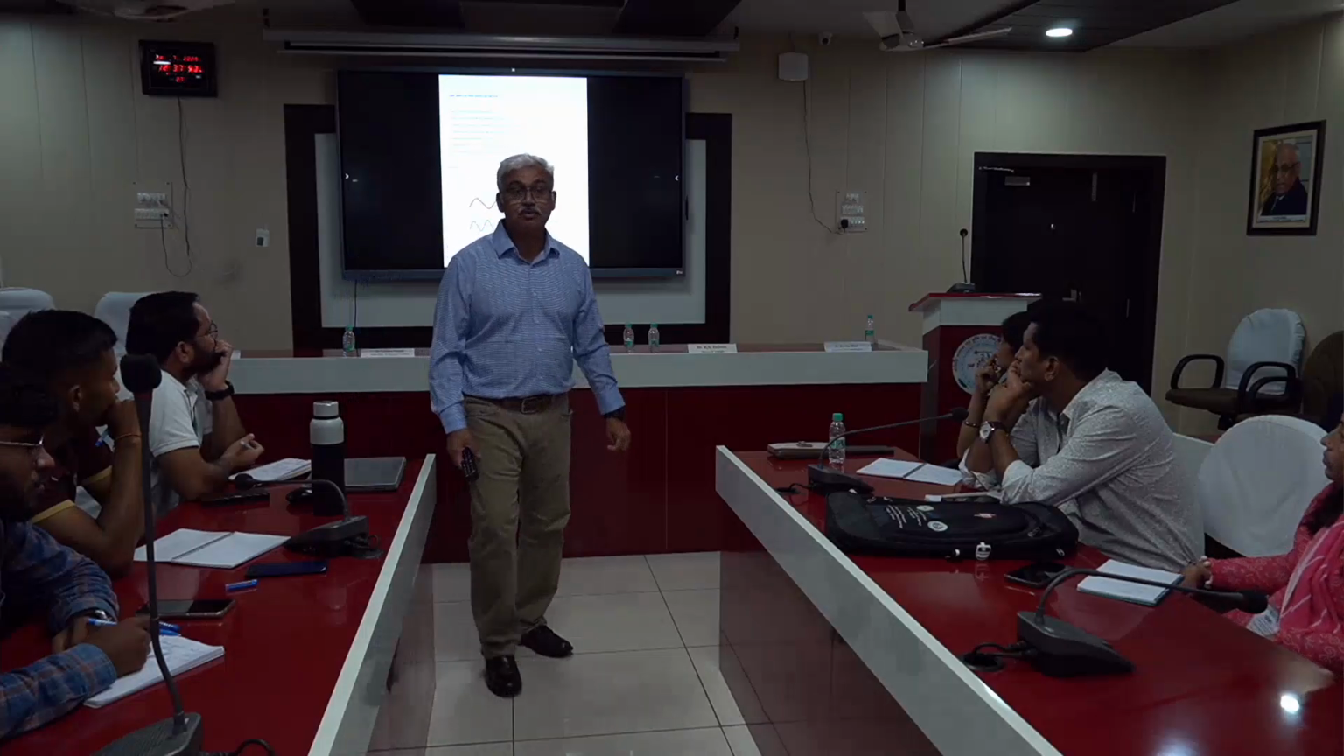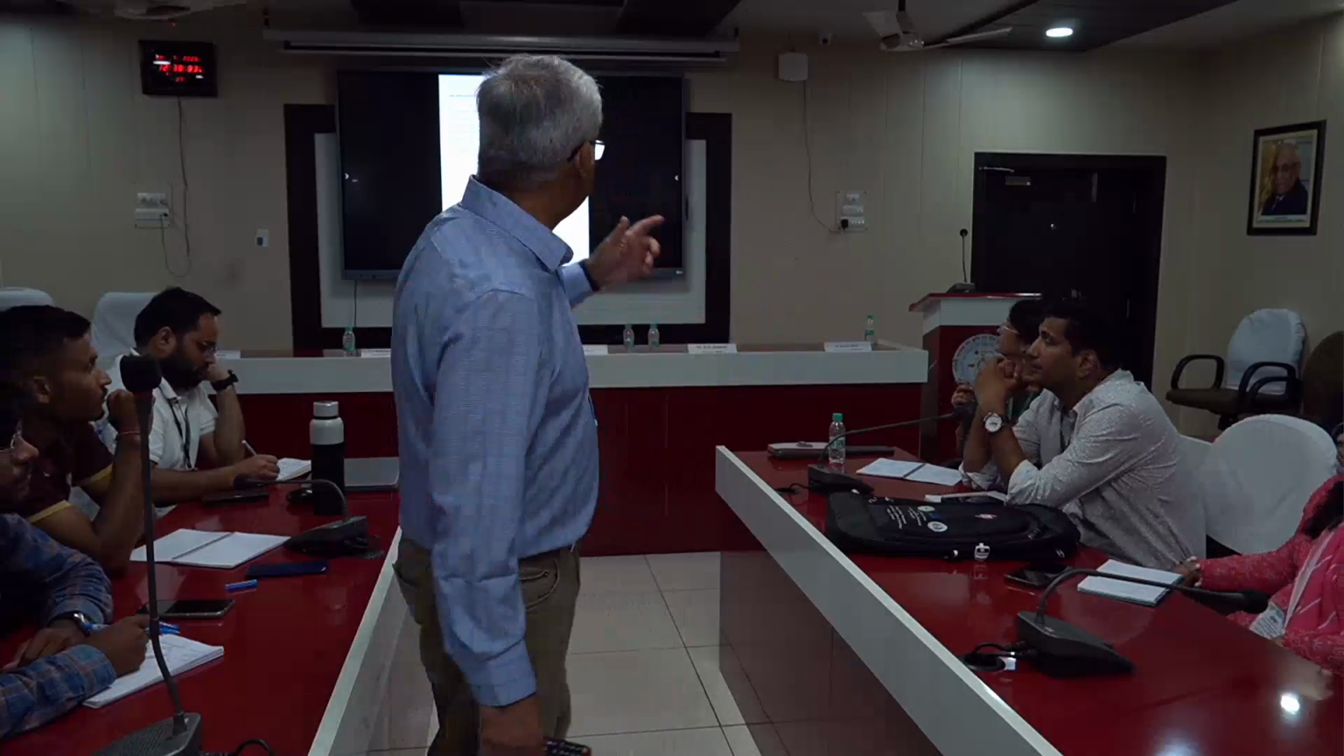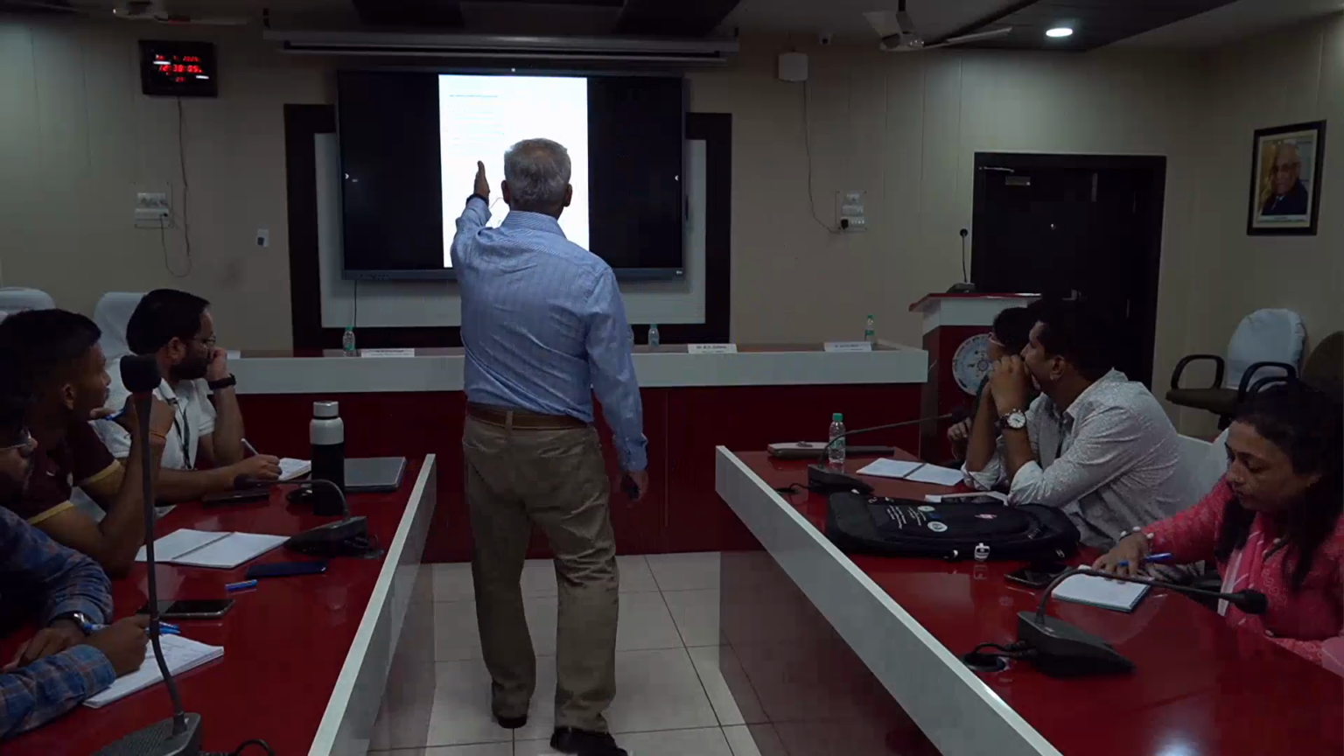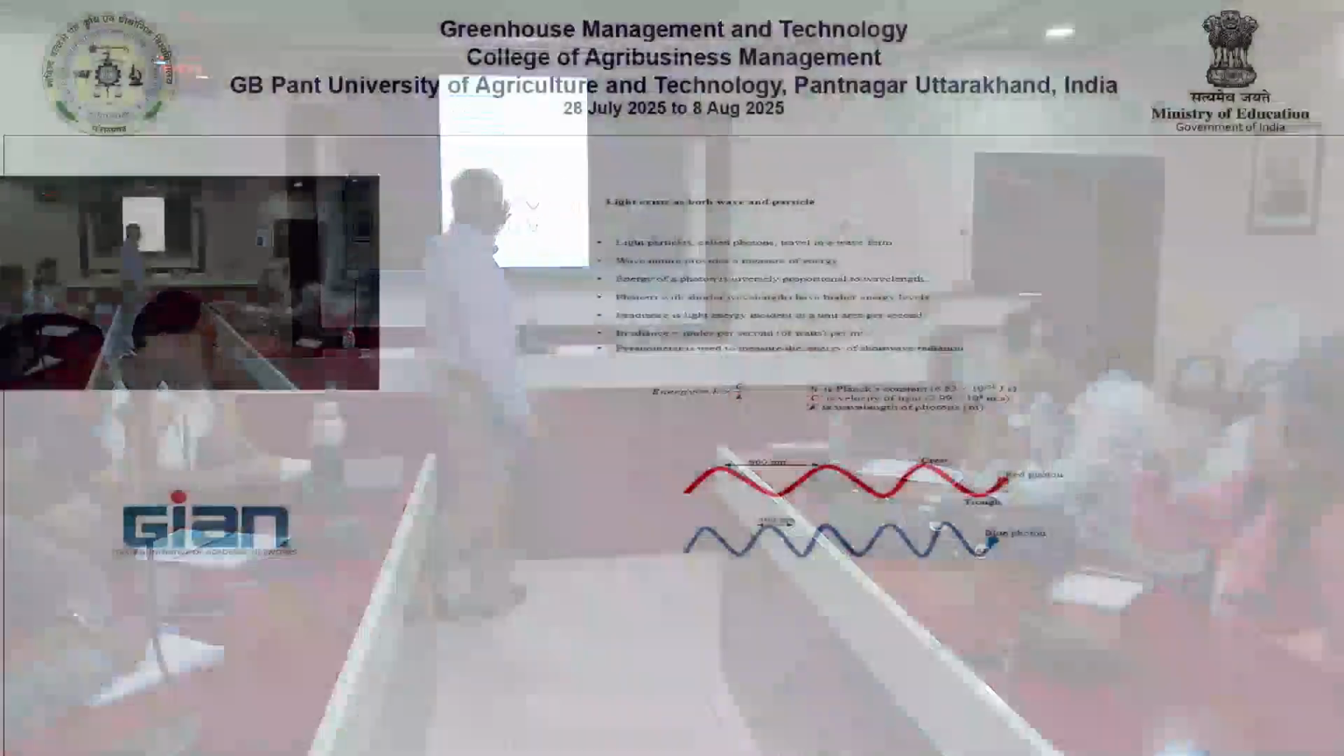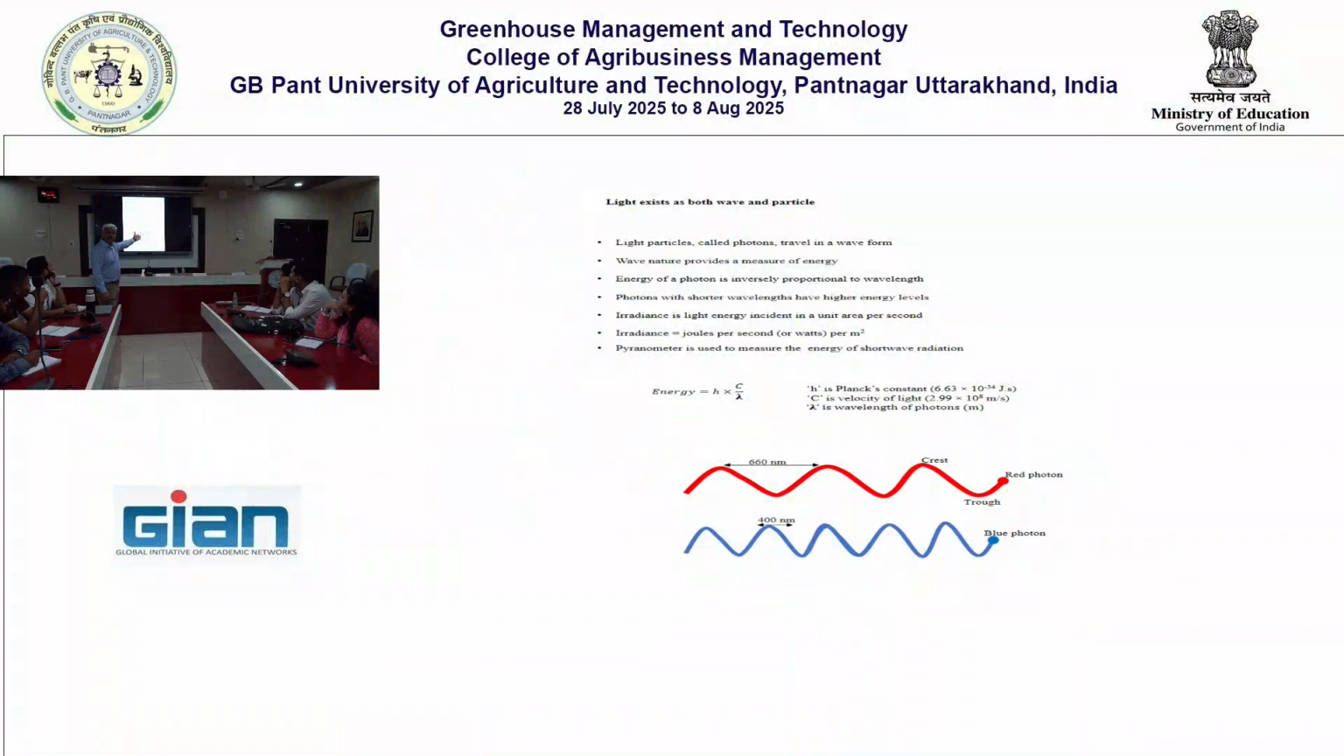Hc by lambda, very simple equation. You may have heard about this in your earlier classes. Hc by lambda, Max Planck's constant. This is the classic work of Max Planck. H is the Planck's constant and you got a value there. C is the velocity of light and lambda is the wavelength.